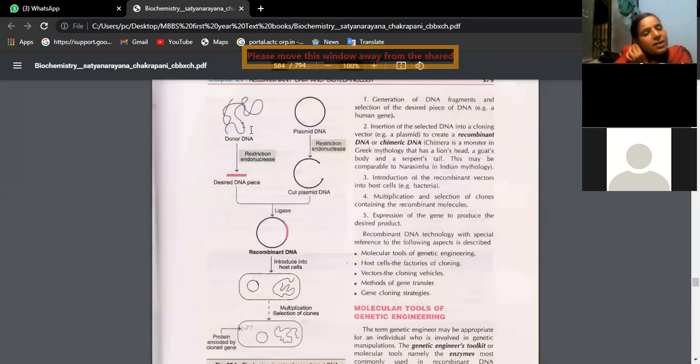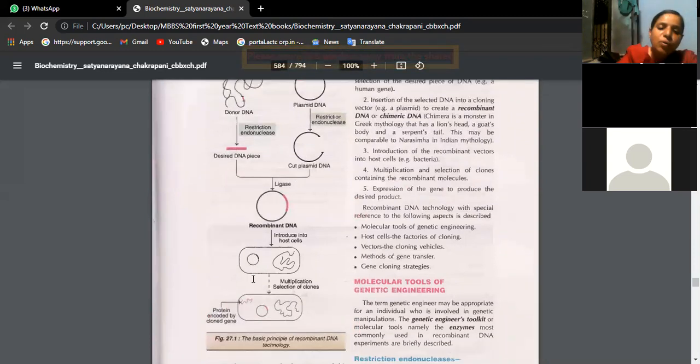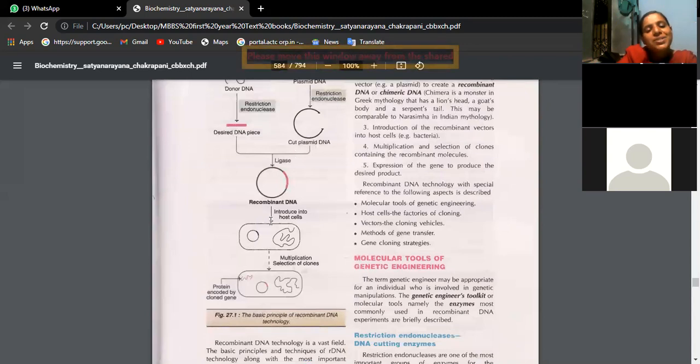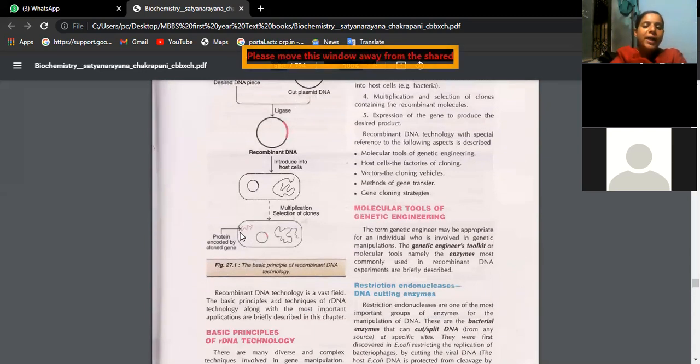A piece of DNA is cut from a donor and introduced into a plasmid. This plasmid is reinserted into any natural living machinery, whether a plant cell, animal cell, or bacterial cell, which will synthesize the required proteins. So this is nothing but recombinant DNA technology.